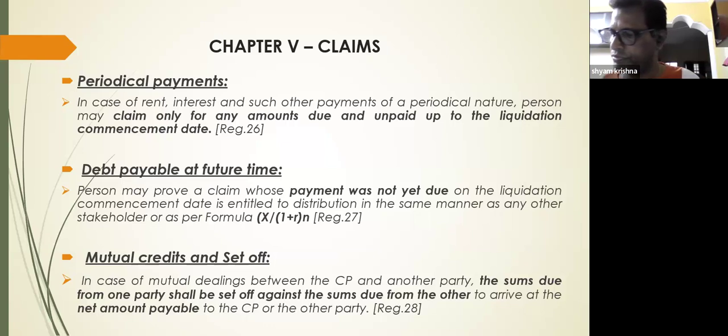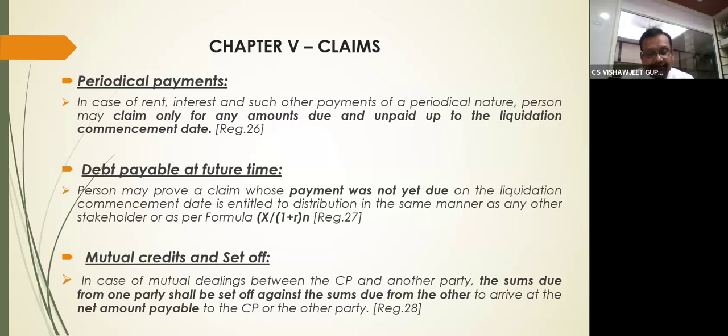Thank you, sir. Okay. Now, mutual credits and set-off. In case of mutual dealings between the CP and another party, the sums due from one party shall be set off against the sum due from the other to arrive at the net amount payable to the CP or the other party. Right?